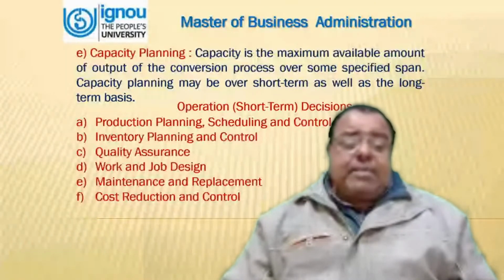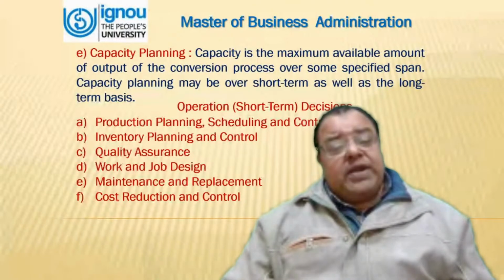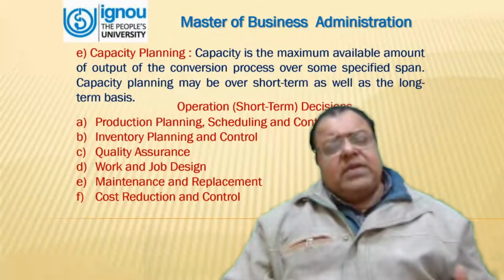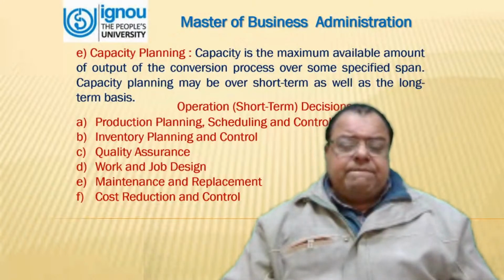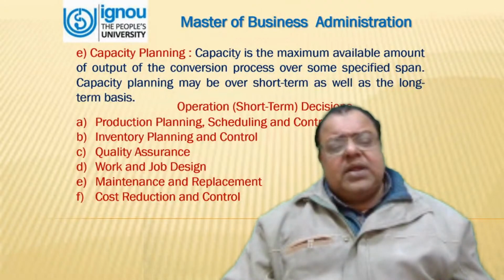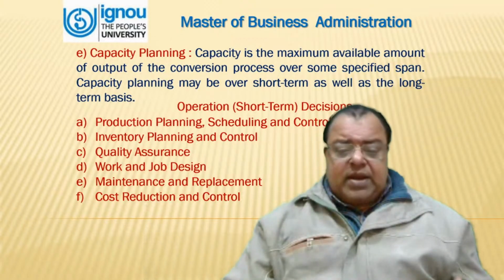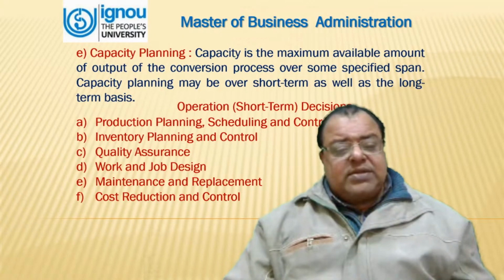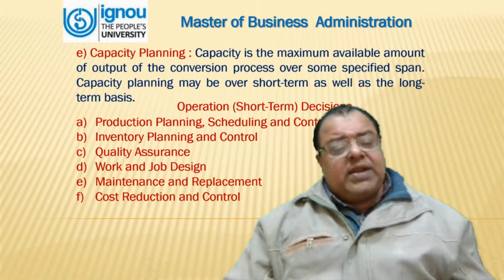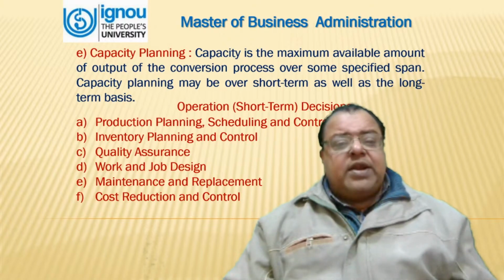The fifth one is capacity planning. Capacity is the maximum available amount of output of the conversion process in some specified time. Capacity planning may be over short term as well as long term basis. If we talk about operations in short term decisions, that includes production planning, scheduling and controlling, inventory planning and control, quality assurance, job and work design, maintenance and replacement, and cost reduction and control.